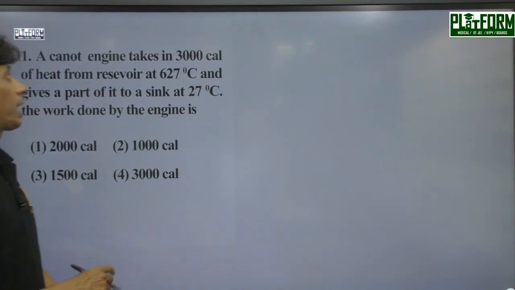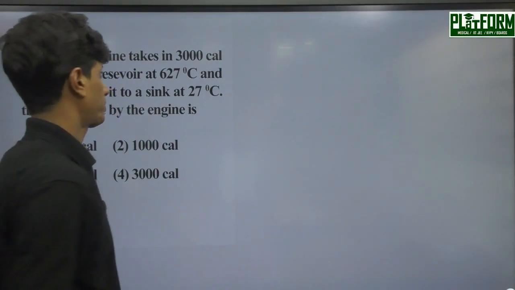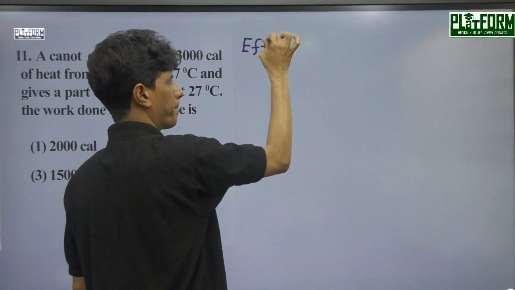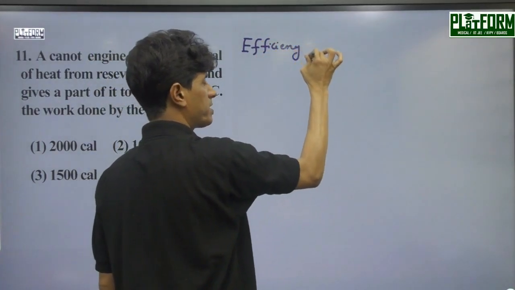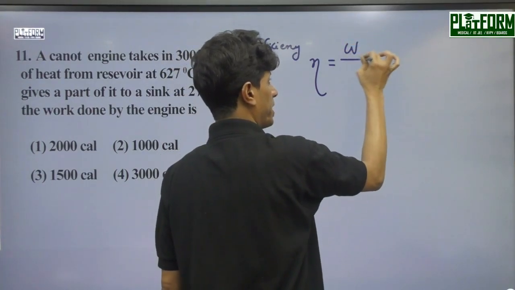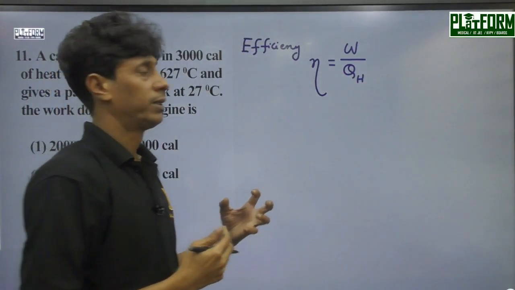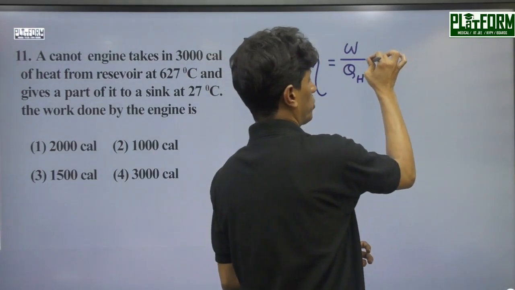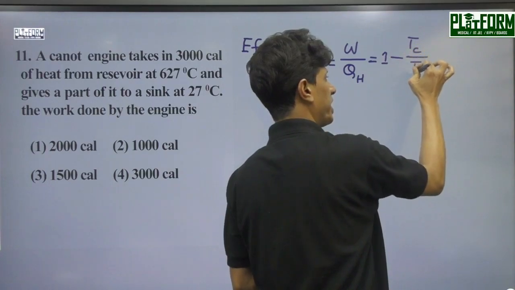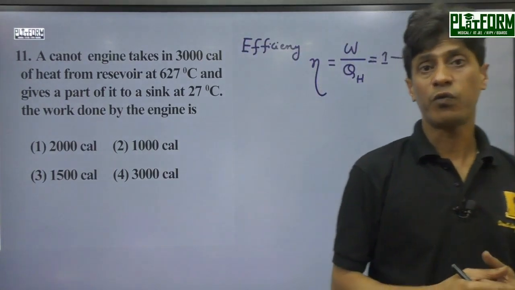Next, a Carnot engine takes in 3000 cal of heat from a reservoir. We know efficiency eta is equal to work done by heat absorbed by the engine from the source, equal to 1 minus Tc by Th. Tc is the temperature of the cold reservoir, whereas Th is the temperature of the hot reservoir.